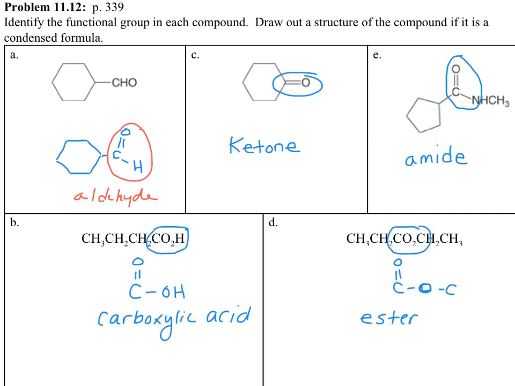These bottom 2 are kind of similar in that they both have this CO2 group here. Whenever you see two oxygens like that, one will be double bonded and one will be single bonded. This bottom one also has a hydrogen attached to that oxygen, making this a carboxylic acid. This one does not have the hydrogen, it has a carbon instead, making this an ester. With a little more practice, you'll have your functional groups down pat.